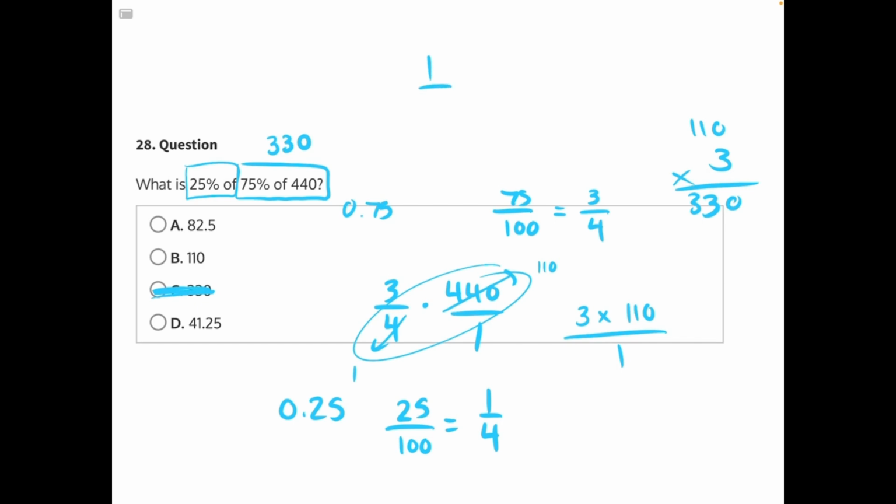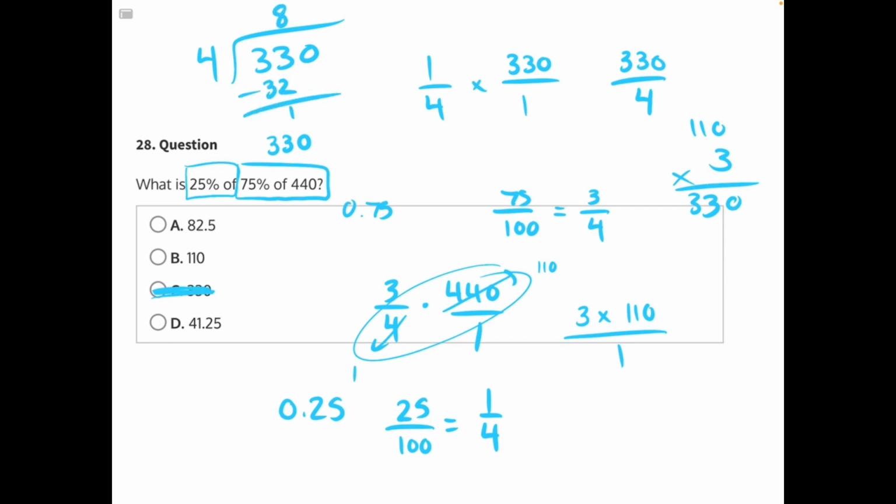So we have 1/4 times 330. We will end up with 330 over 4, and we need to divide. How many times can 4 go into 330? 4 goes into 3 no times. 4 goes into 33 8 times.